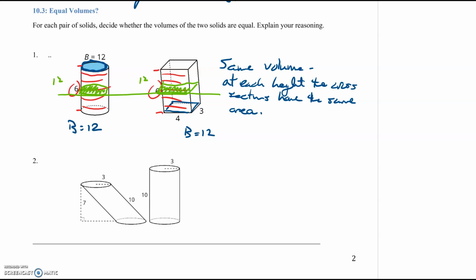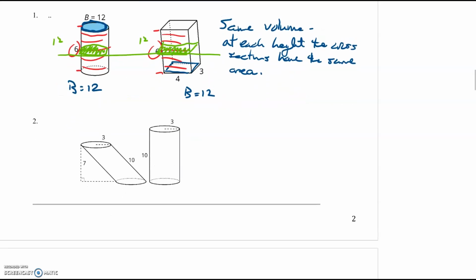Moving down here to number 2. Notice I have a base here that has a radius of 3. So the base area is pi times that radius of 3 squared. So my base area is 9 pi. On the right cylinder, same thing. I have a base area here that is 9 pi. So this oblique cylinder on the left has a base area of 9 pi, and the right cylinder has a base area of 9 pi.